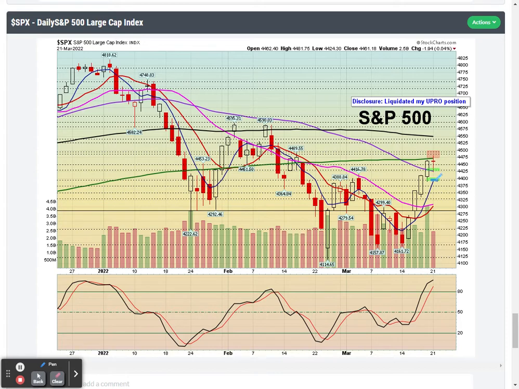Support here, I would expect some type of support around this area, which coincides with the 5-day moving average. Up here, of course, this will be a level that I'll be watching very closely tomorrow. If it dips below that, I would expect lower prices from there.